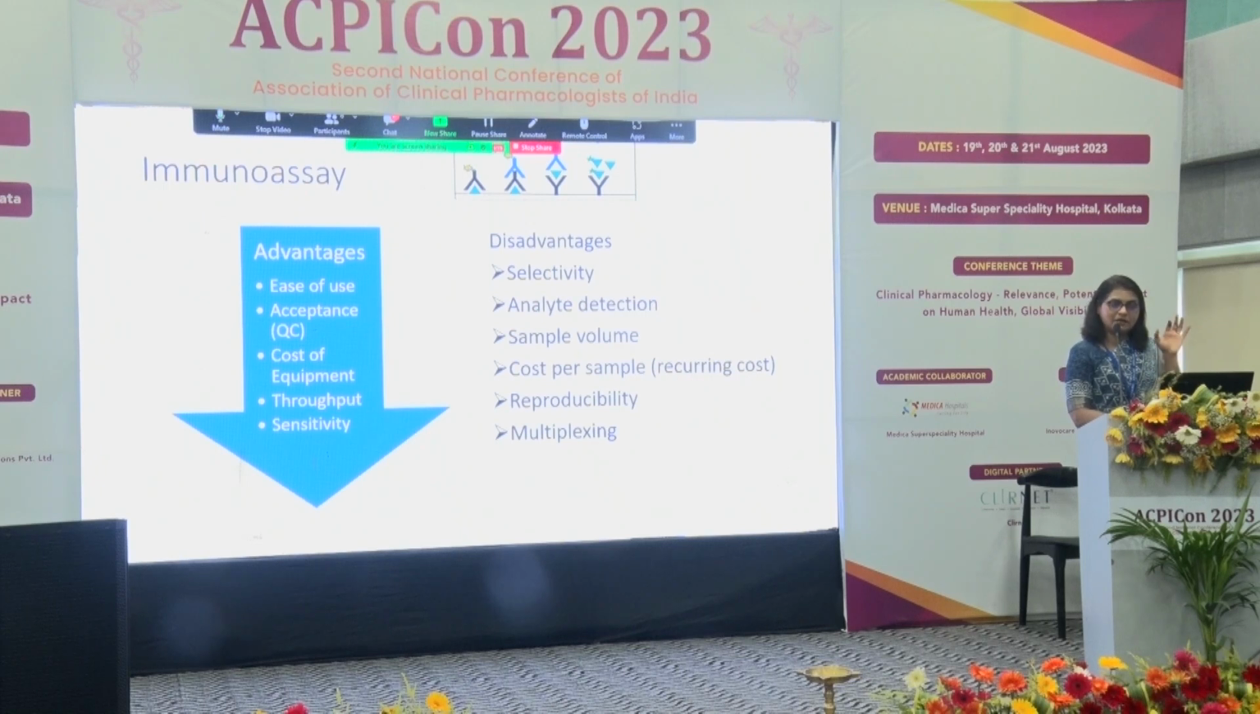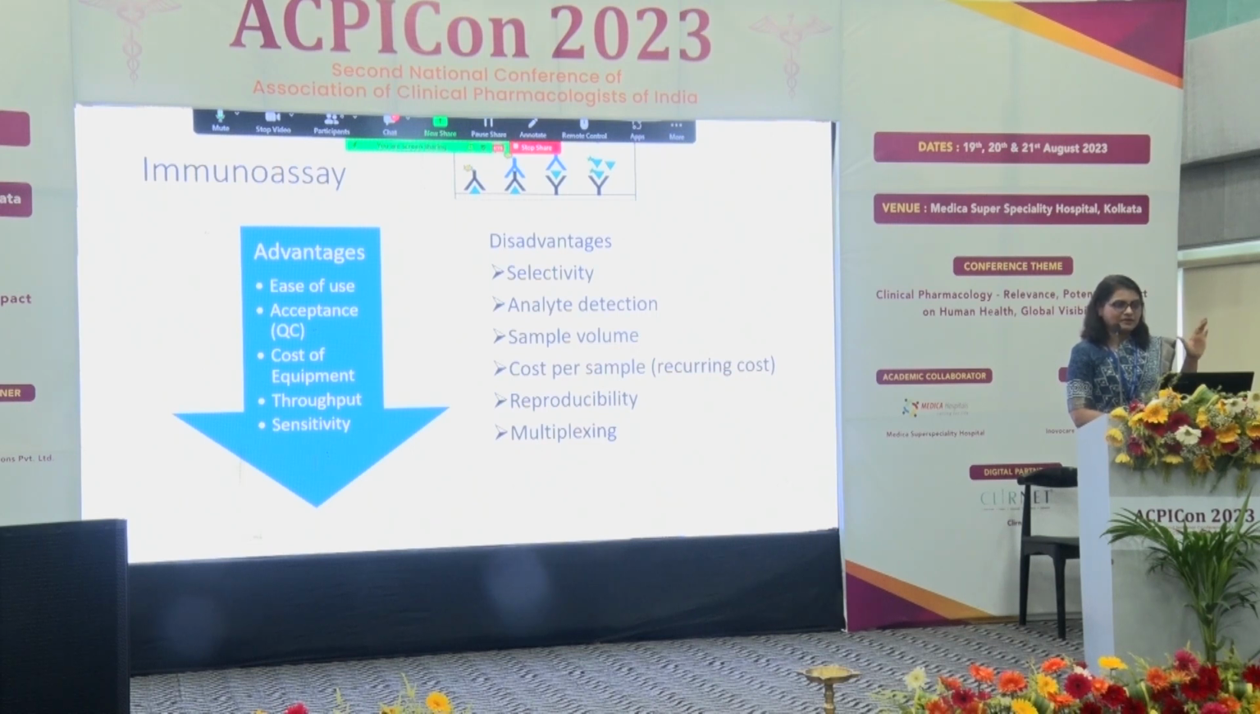Therefore people have made elaborate calculations, and they have seen that when you have a high sample load, let's say your hospital has 300 samples per day, then LCMS-MS turns out to be economical compared to an immunoassay. Provided we are not talking about the turnaround time. Time is money, everybody knows, but we are not talking about the turnaround time here.